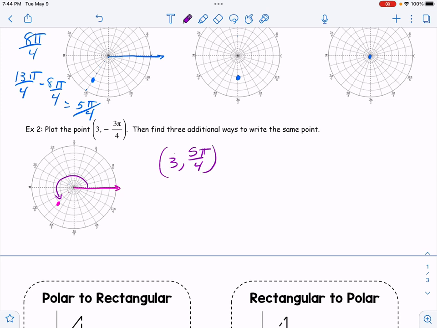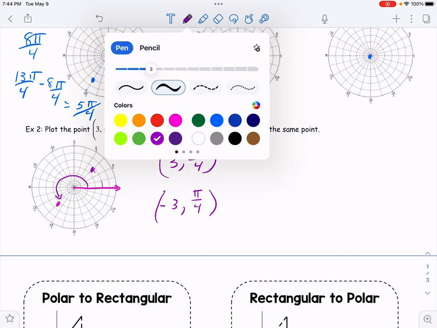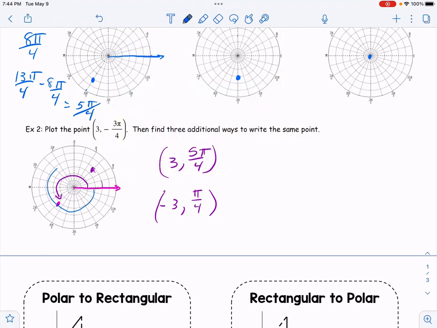Okay. Or if you go opposite side, it's up here. So I could have done positive pi over 4 and negative 3, because instead of being here, I would go opposite direction. Or I can go all the way around this way to here and then do negative 3. So it's negative 3, and it would be, what, 7 pi over 4. You'll notice when you do these, you have 2 positive r's and 2 negative r's. You have 2 negative angles and 2 positive angles.